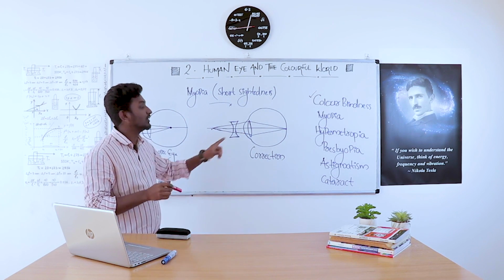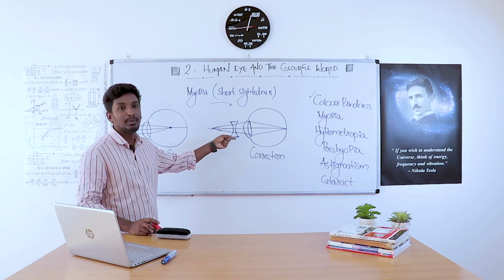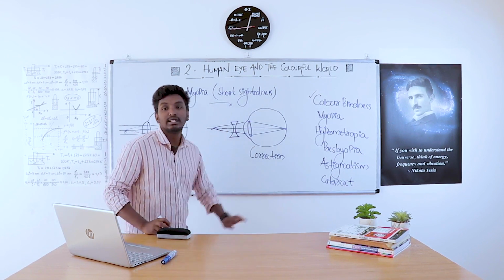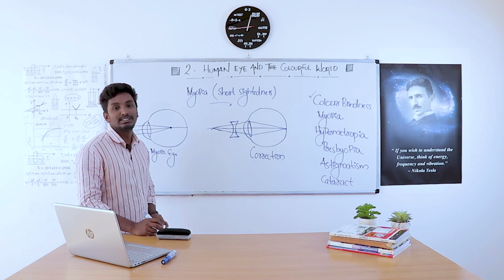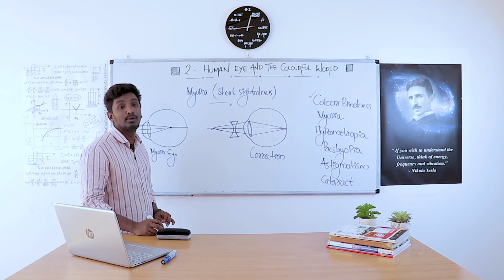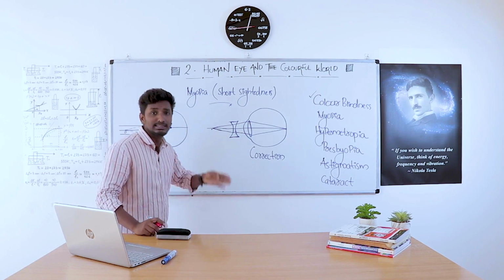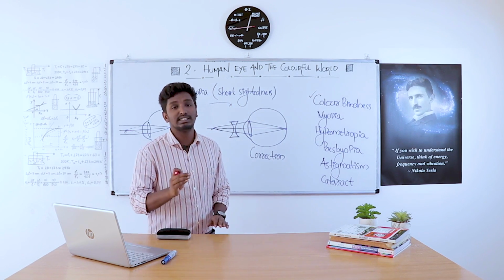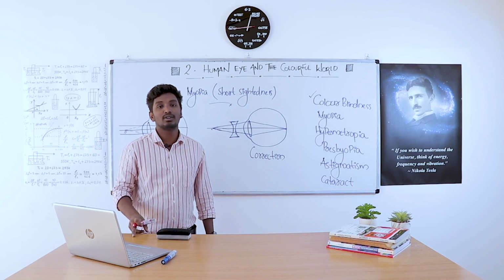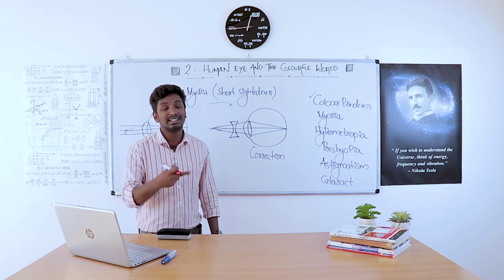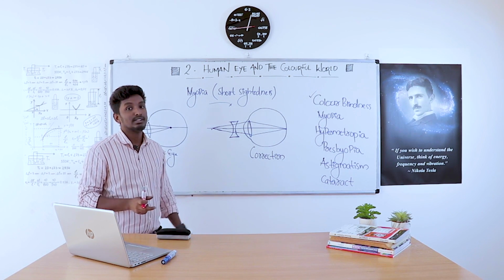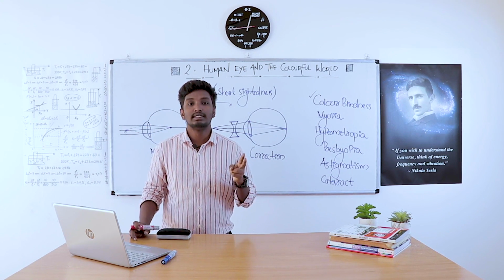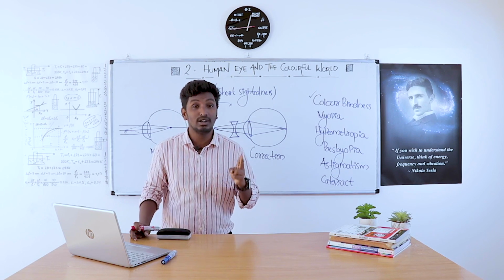So this is the correction of myopia. How can myopia be corrected? By using a concave lens of suitable power, we can correct myopia. So what have we discussed? We discussed myopia. Myopia is a defect in the human eye due to which a person can see nearby objects clearly but cannot see far objects clearly. What is the reason behind this? First one is excessive curvature of the cornea. Second one is elongation of the eyeball.